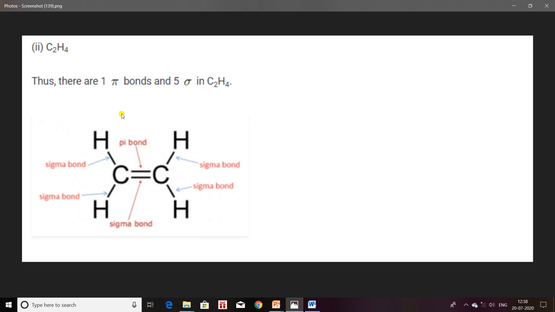Now you have to count number of bonds in C2H4. Structure is this, ethene. So carbon is making double bond with this carbon atom and there are 4 hydrogen atoms. So wherever you see single bond, you will write here sigma bond. 1, 2, 3, 4. 4 sigma bonds are present here. Here there is double bond. So in double bond, one is sigma, other one is pi bond. So in total there are 5 sigma and 1 pi bond.